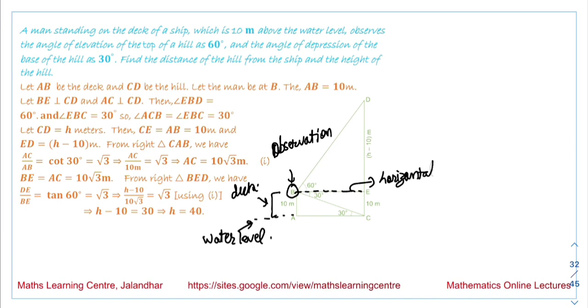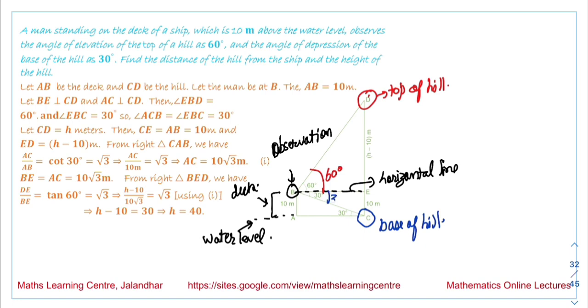This line we have drawn over here is the horizontal line corresponding to this line of observation, and it is given that he is observing the top of the hill, and the angle of elevation is 60 degrees. This point D is the top of the hill, and then he is also observing the base of that hill. This point C is the base of the hill, and the angle of depression is 30 degrees. So we have to find the distance of the hill from the ship and the height of the ship.